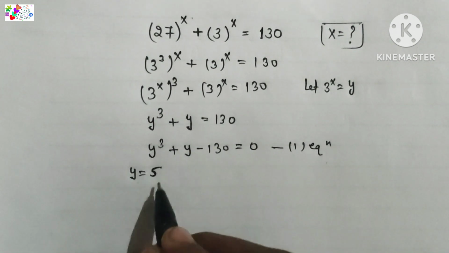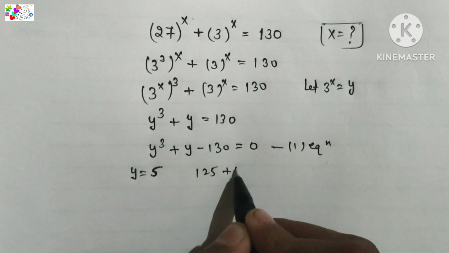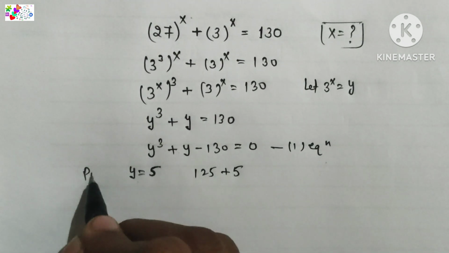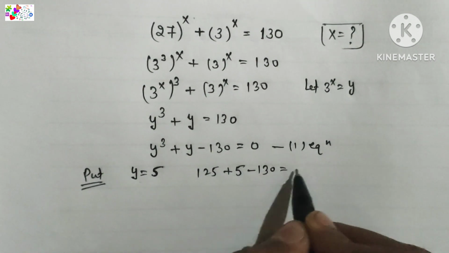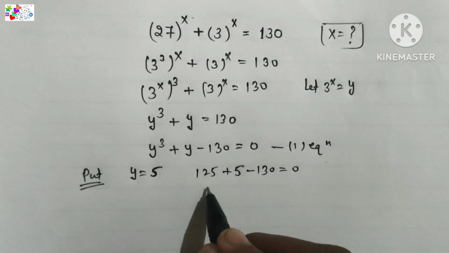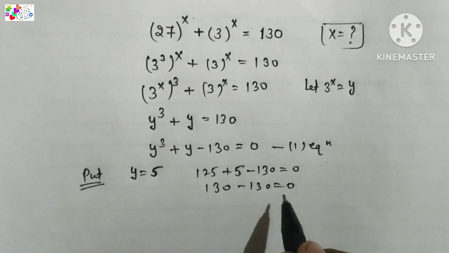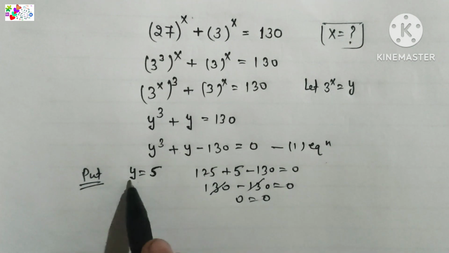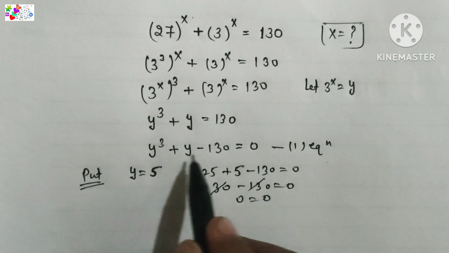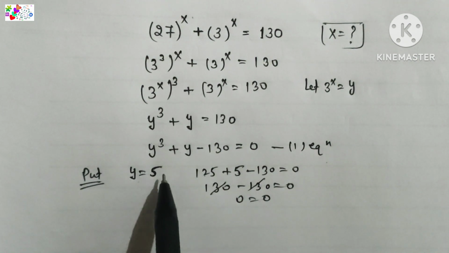y to the power 3 with y as 5 is 125, plus 5, minus 130. So this is 130 minus 130, which is equal to 0, and 0 is equal to 0. So y is equal to 5. This satisfies the equation. So we know that our first factor is y minus 5.